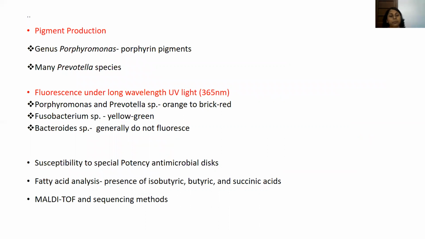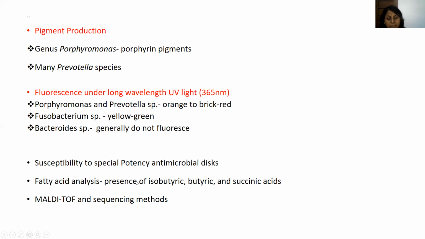Pigment production: by the production of pigment, different genera of anaerobic gram-negative bacteria can be differentiated. The genus Porphyromonas produces porphyrin pigments, and many Prevotella species also produce pigments. Fluorescence under long wavelength UV light: Porphyromonas and Prevotella give an orange to brick red fluorescence, whereas Fusobacterium gives a yellow-green fluorescence, and Bacteroides species generally do not fluoresce.